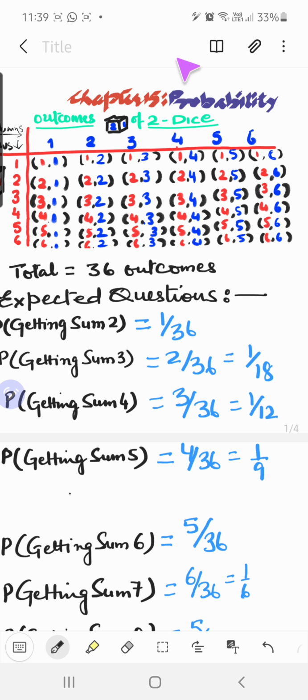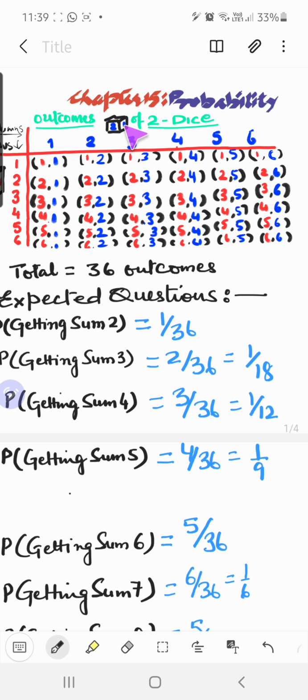Dear students, today's video is once again based upon probability, and we will discuss the cases of two dice. The question is based upon the experiments related to two dice. If we have done an experiment of throwing two dice, what are the total outcomes? First of all, we will learn how to write the outcomes when two dice are thrown.